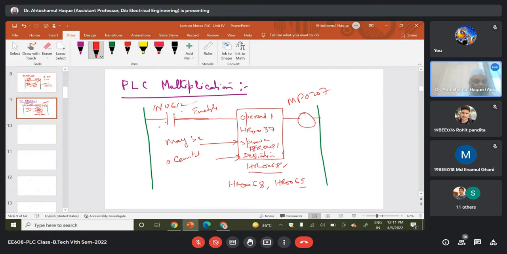Now here, in the case of this coil, whose address is shown as MP0207. In the case of addition and subtraction, we saw that because of overflow or because of a negative number, this coil was giving some indication, but here that is not the case. In multiplication, that is not needed. So whatever be the result, once the operation is done, this will close.